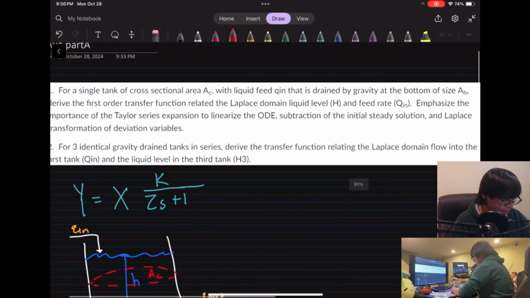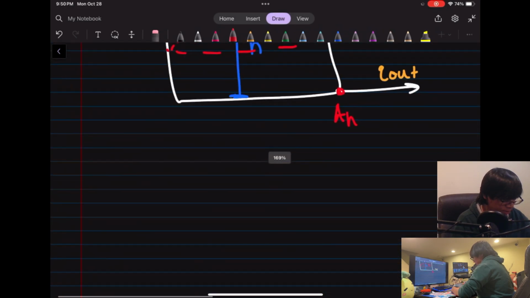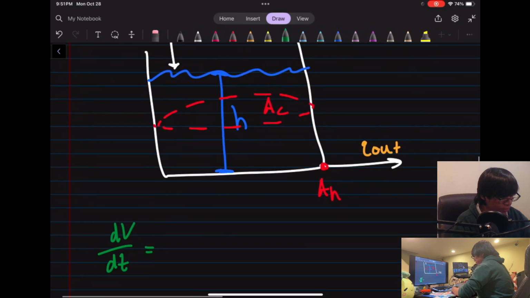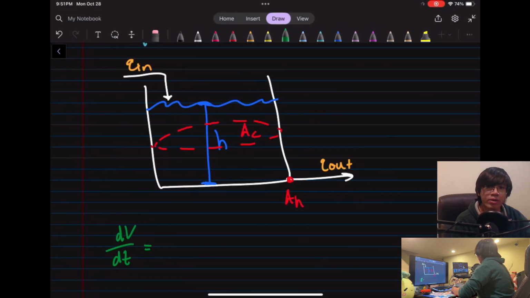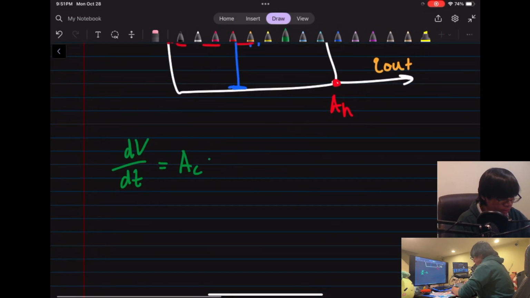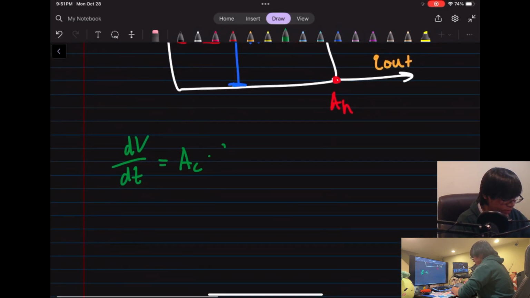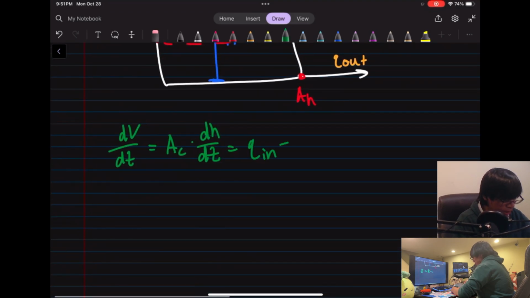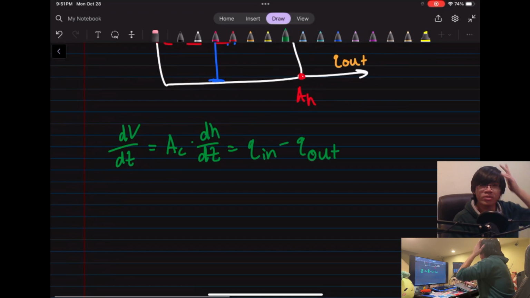I think that's it. So again, we are presented this change in volume as a function of time. Change in volume with respect to time is equal to, for the tank, simply our cross-sectional area AC times our height. Again, height is a function of time, so we do a change of height with change of time. And this is determined by the inlet and outlet flows, Q in and Q out.